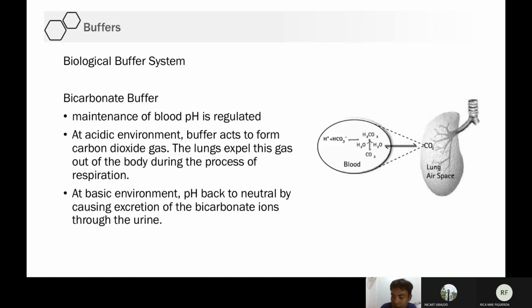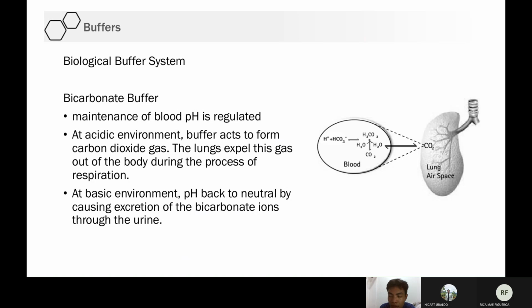And ito, punta na tayo sa last part. So ano-ano yung mga buffer system sa ating katawan? Okay, so first one, we have the bicarbonate buffer. And the bicarbonate buffer maintains the pH of our blood. No? So, bicarbonate buffer, ito ay medyo acidic.